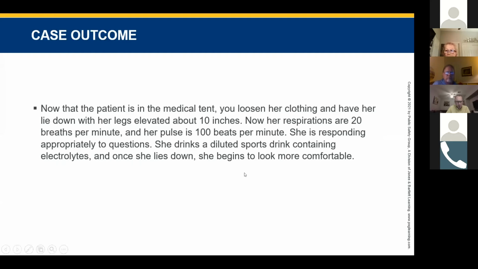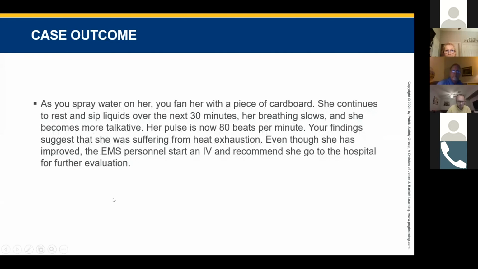What's her temperature though? We didn't get anyone. So yeah, that temperature still has me concerned. Okay. She'd have a couple bags of ice on her, if she'll let you. So you spray water on her, you fan her with a cardboard. She continues to rest and sip liquids for 30 minutes.